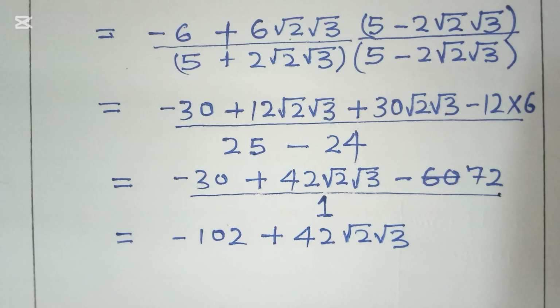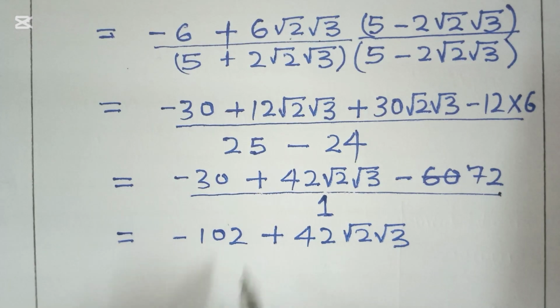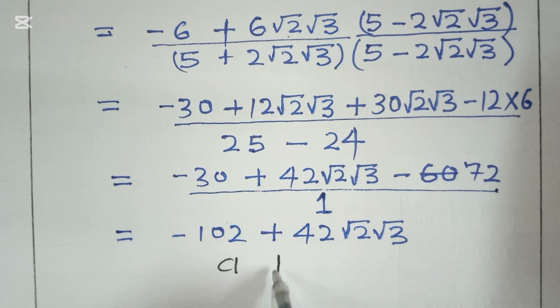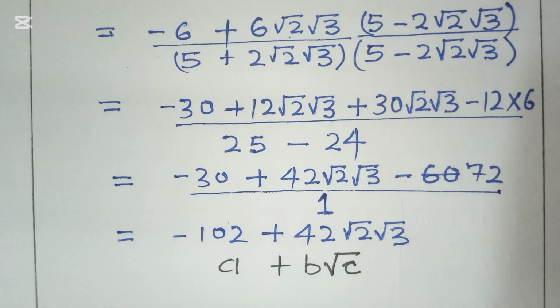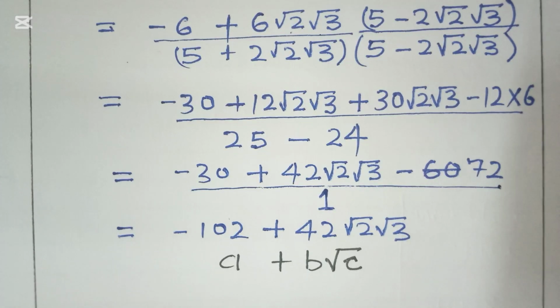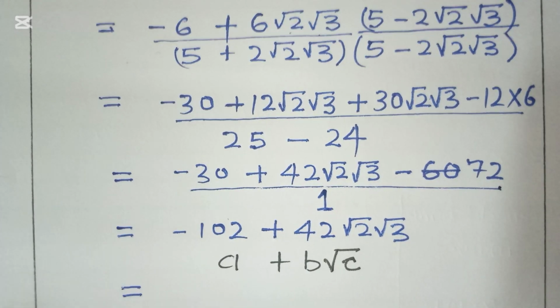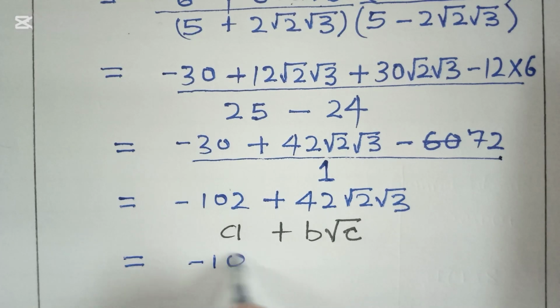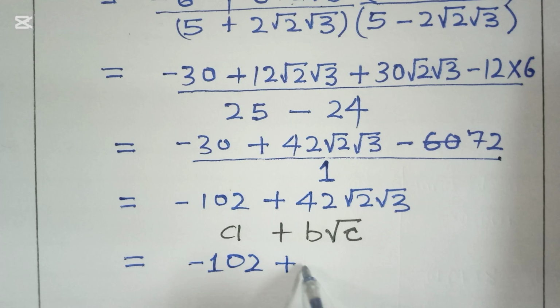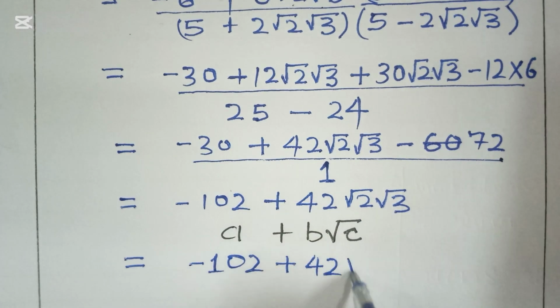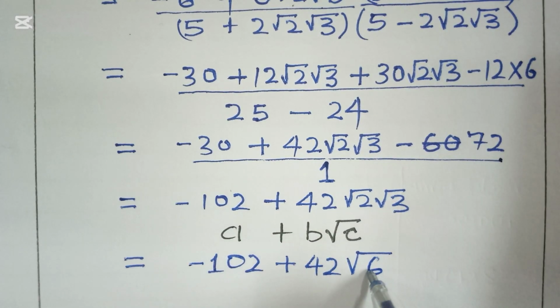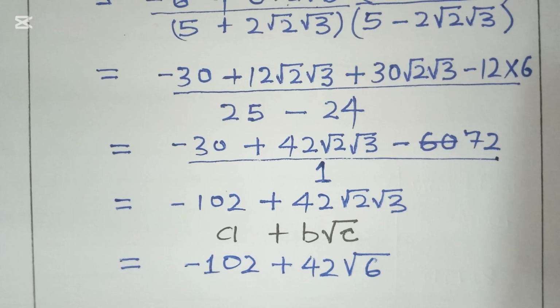Guys, the required answer is supposed to be a plus b square root c. And so guys, we are going to modify that answer to be like that. So our answer then is going to be negative 102, and we make sure that this is 42 and you only have one square root here. This means we multiply 2 times 3, which now gives us square root of 6. So guys, this is our solution.